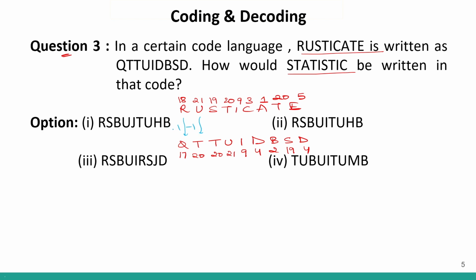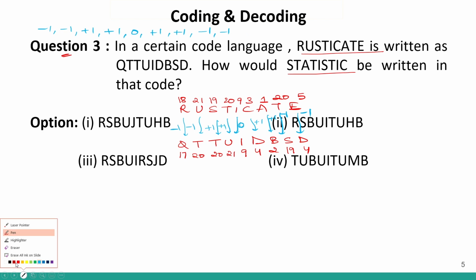Sorry, this is -1 and this is also -1. This is +1, this is +1, this is 0, basically no change, correct? This is 0. Then this one is +1, +1, then T to S is -1 and E to D is -1. So now can I find a pattern? Yes, the pattern is -1, -1, +1, +1, 0, then again +1, +1 and then -1, -1. This is the pattern. So I'll follow the same pattern for statistic also, correct?